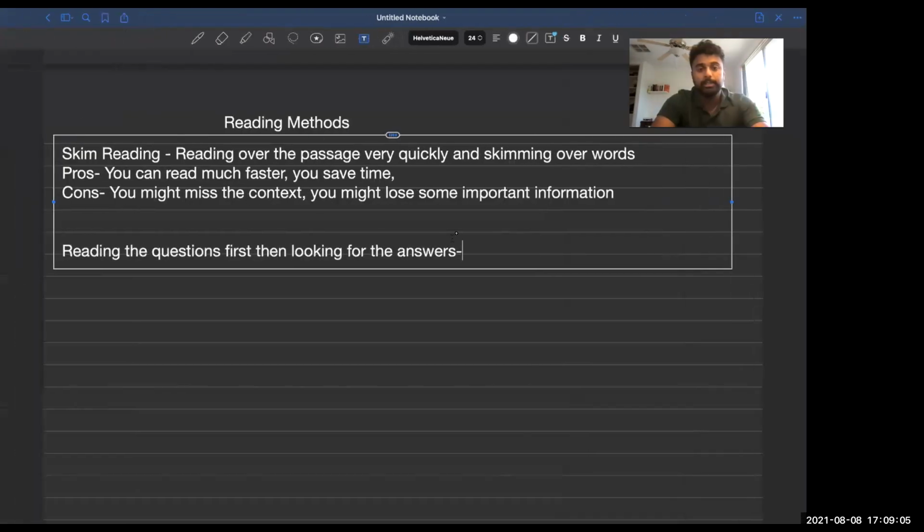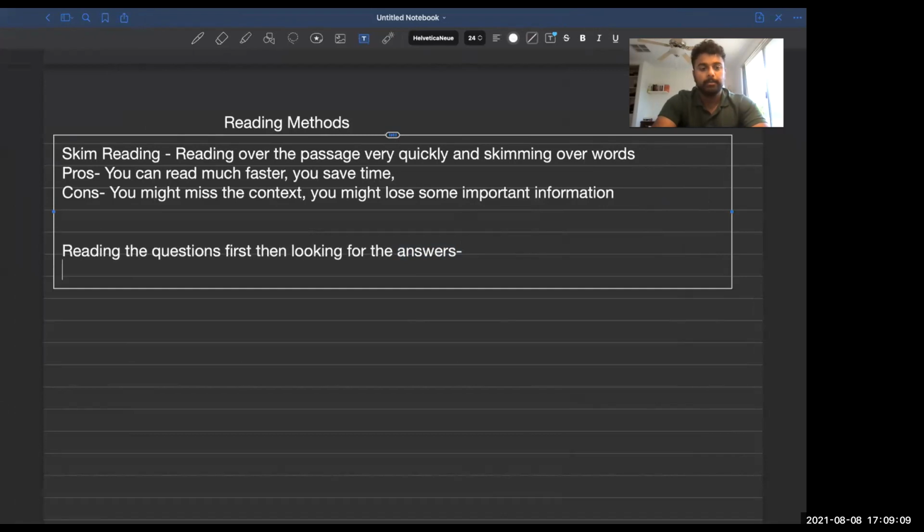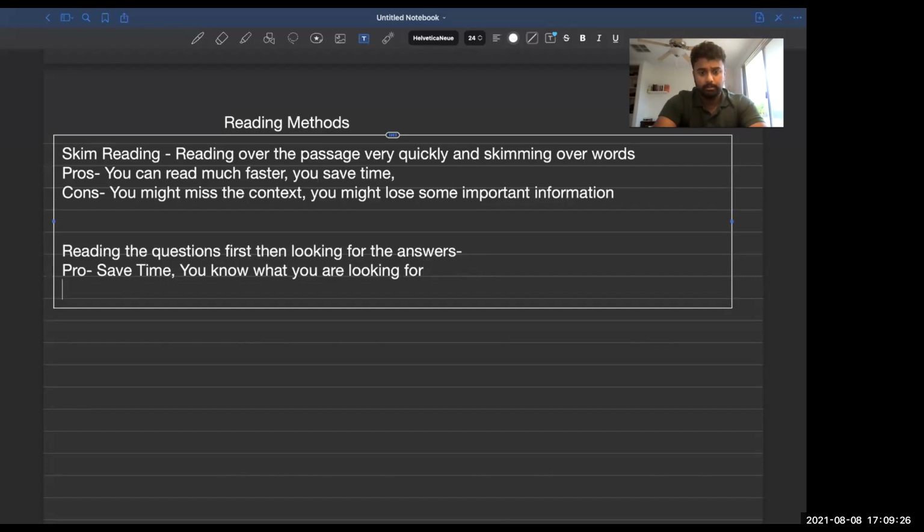Now, what's a pro to this method? Saves time. You know what you are looking for. Anything else? No. What's a con? Sometimes you miss the answers. Context. Yeah, miss out context.